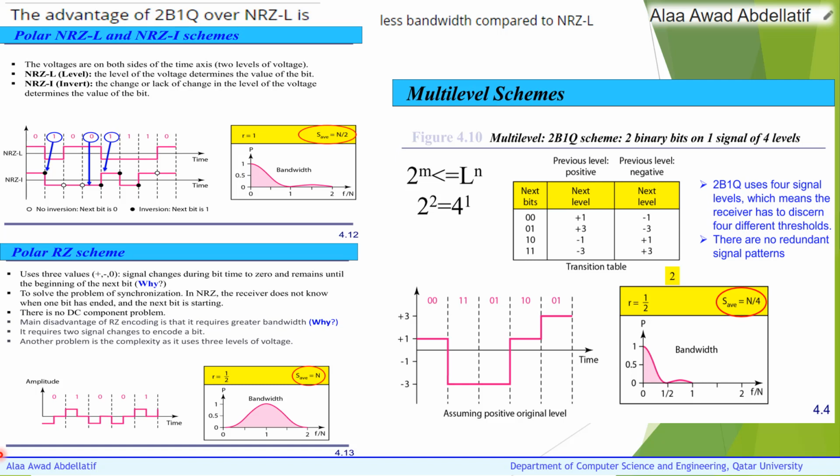Yes. Then S was half N over R. If you remember the bandwidths for this, no, that's wrong.